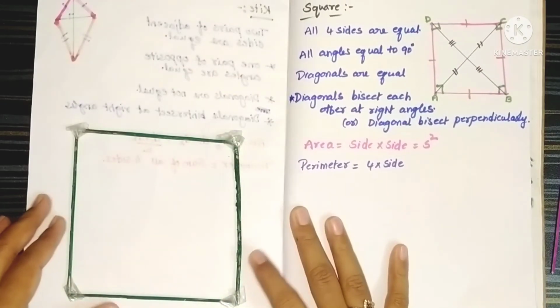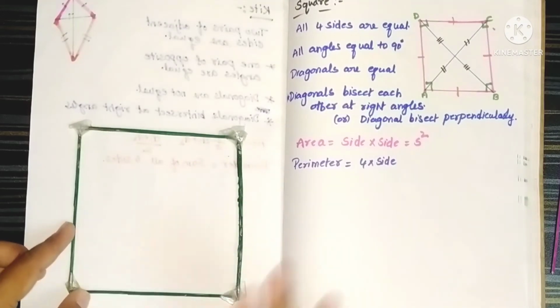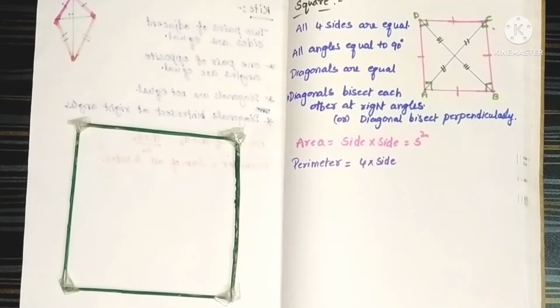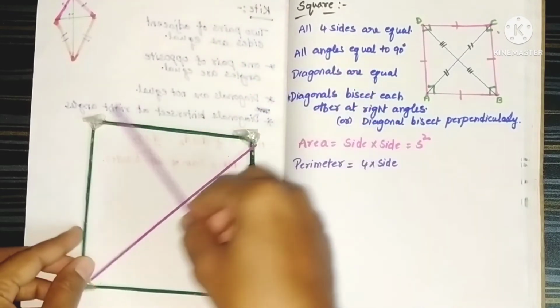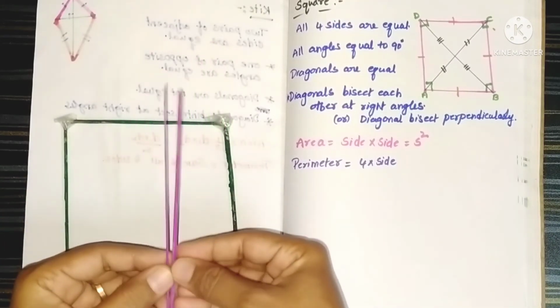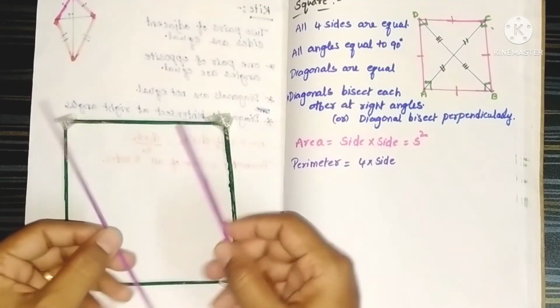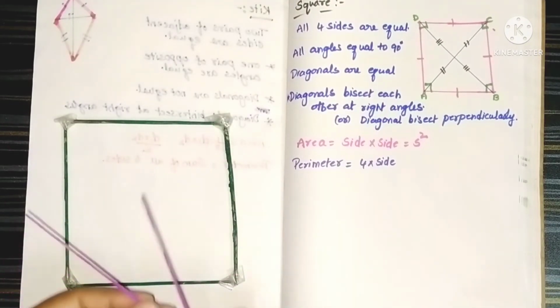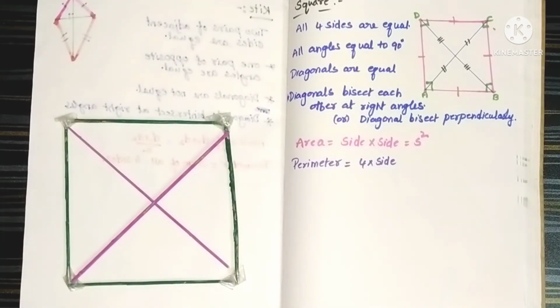Next quadrilateral, square. In a square, all four sides are equal and each angle is equal to 90. Here the diagonals are also equal. This is one diagonal and this is another diagonal. These two diagonals are equal, and the diagonals bisect each other at right angles. So all the sides are equal, all the angles are equal, and the angle between the diagonals is a right angle.